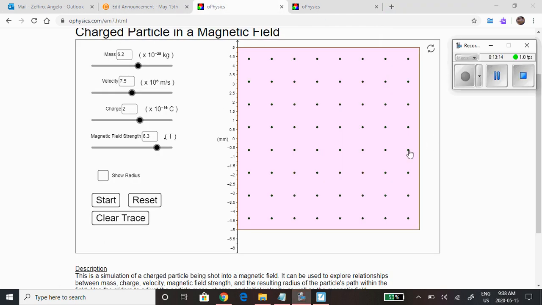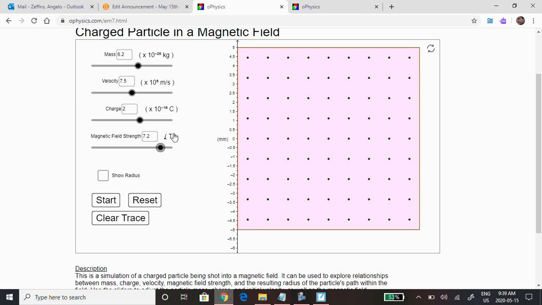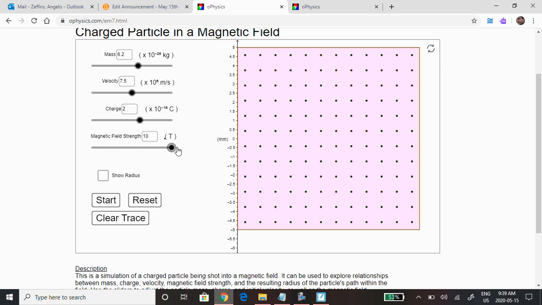So what I have here is a simulation, and I've given you the link to it. So what's the situation here? Well, there's a magnetic field in here, and I can change it's in Teslas. Look, I can change the strength of it. I can make it stronger all the way to 10 Teslas, right?